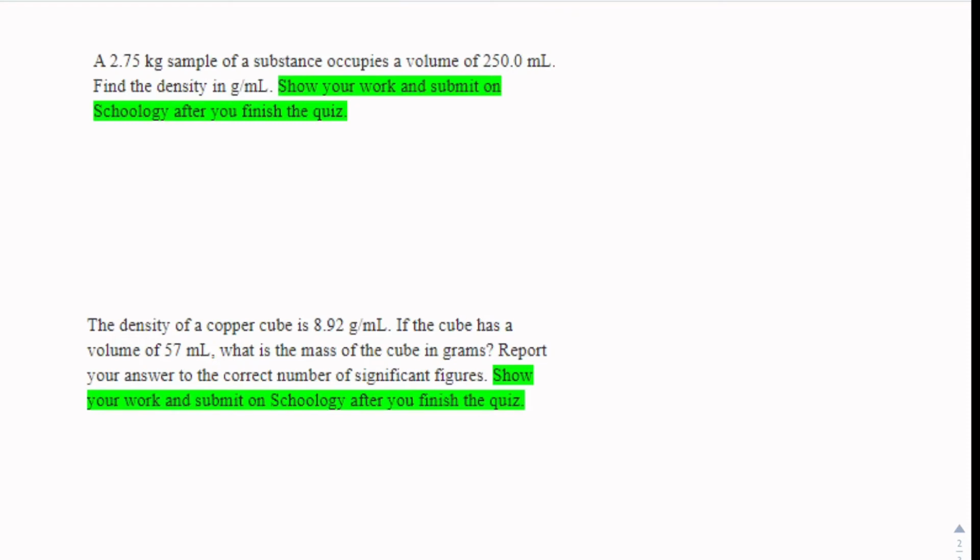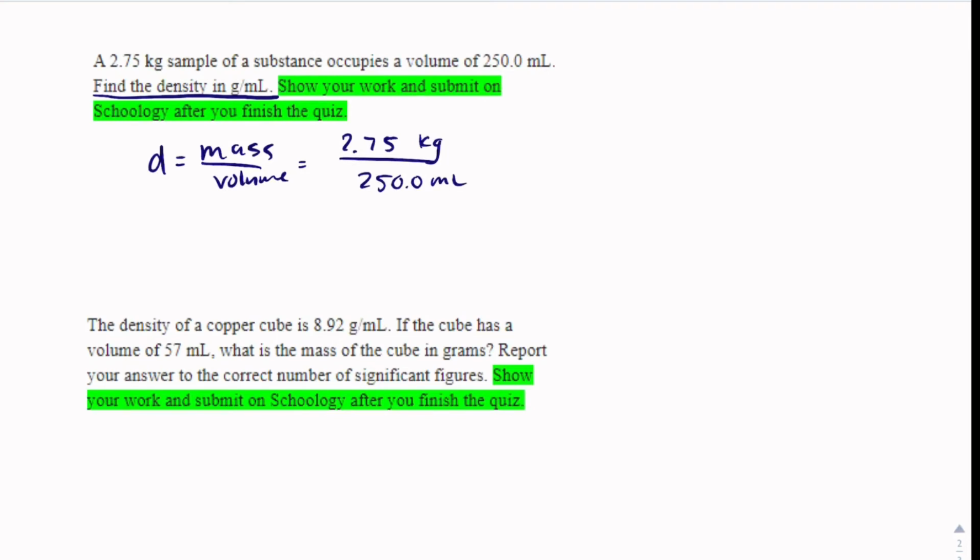Okay, so in this one it says find the density in grams per milliliter. So we know density equals mass over volume, and what a lot of people do is they just say, oh, 2.75 is the mass and the volume is 250 milliliters. And that is not terrible to do, but it's not going to be right. Because they say in grams per milliliter, we need to have grams over 250 milliliters.